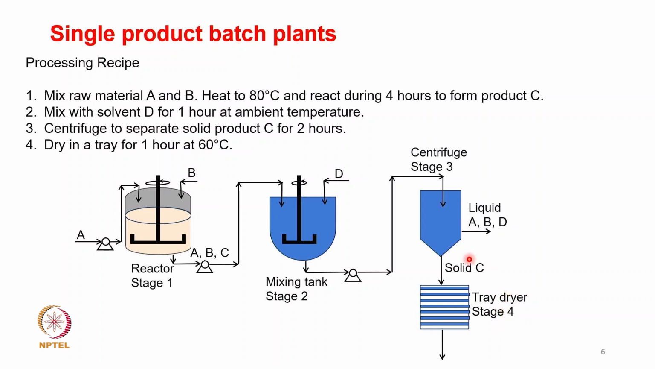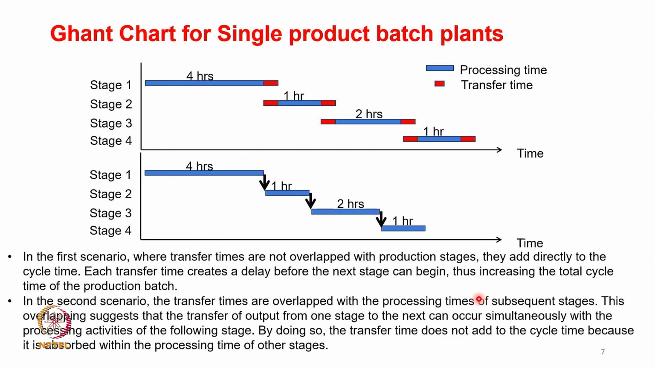Let's say we have the time for each of them. The first is 4 hours, the second is 1 hour, the next is 2 hours, and the last is 1 hour. So now how do we integrate them? One first scenario is where the transfer times are not overlapped by the production stages, so they add directly into the cycle time. Cycle time is when you complete one entire cycle of the process.